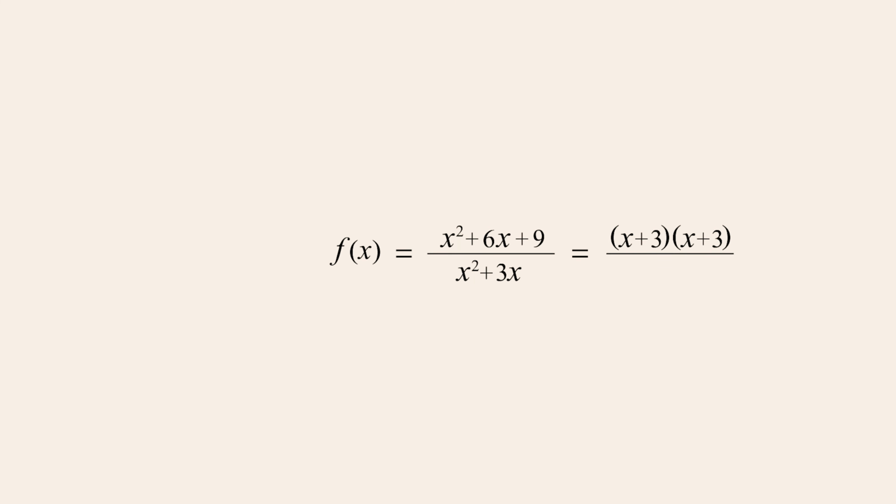Let's say that we would like to sketch a graph of the rational function x squared plus 6x plus 9 over x squared plus 3x. As we have seen, the first step is to completely factor the numerator and the denominator. The second step is to then identify all the numerator and denominator zeros.